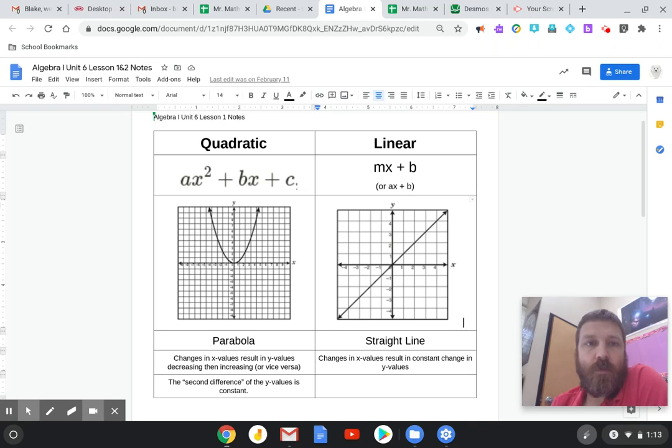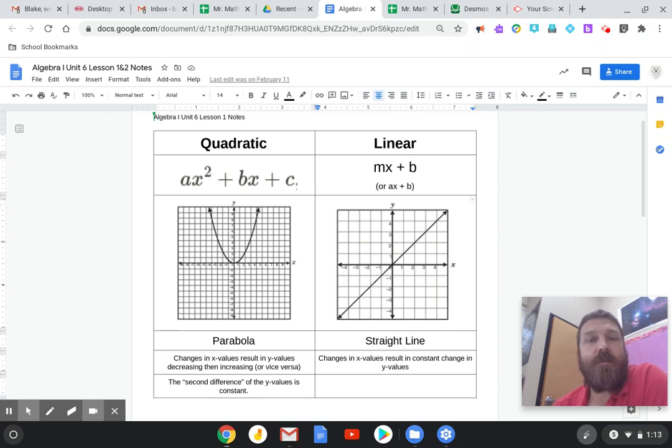All right, Algebra 1, Unit 6 students, this is the video for Lesson 1. I've already taken the opportunity to make a little diagram summarizing what you see in the text for Lesson 1, to give you a shorter view of that information so you don't have to go through all of the text.